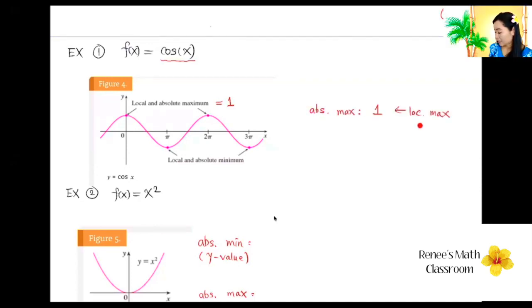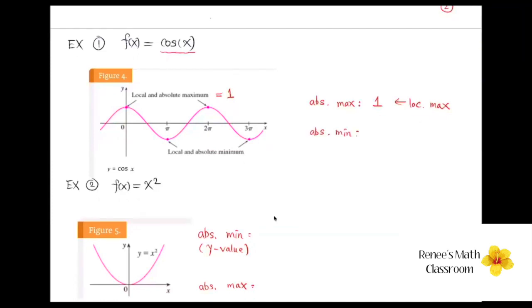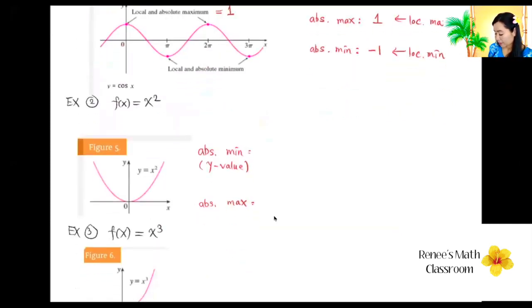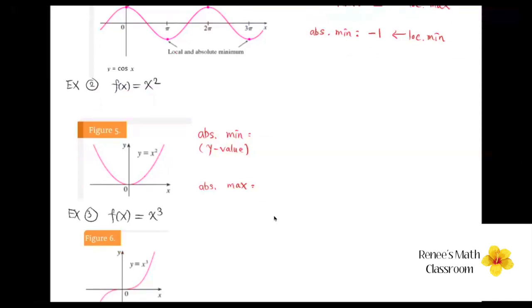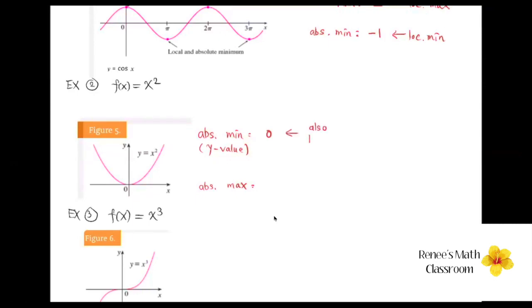And also it is a local max because you can have a small neighborhood here. That's the highest point. What's the absolute min? Negative 1. You got it. Next one, this function, x squared. What's the absolute min? 0. You got it. Is it also a local min? Yes.